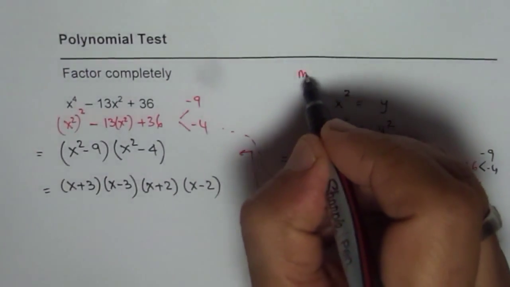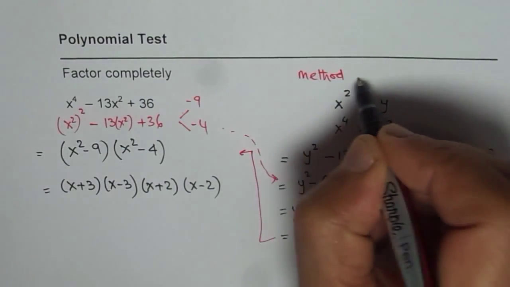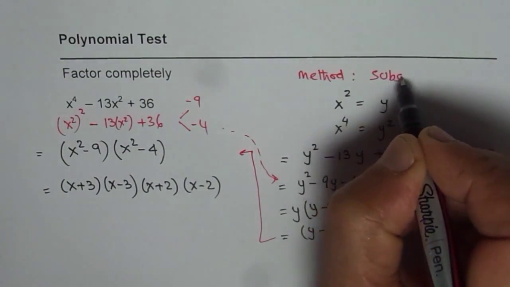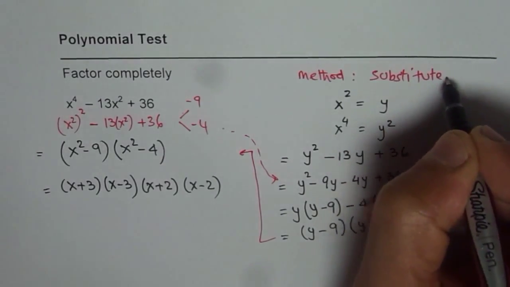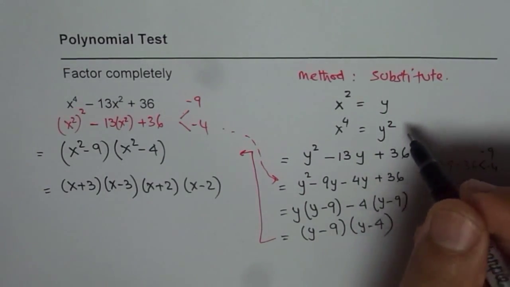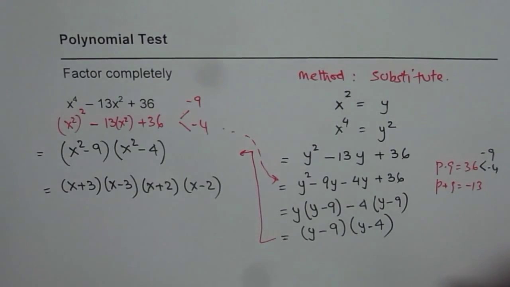So the method here is substitute. So at times you can substitute, simplify your question, and then continue doing factoring.